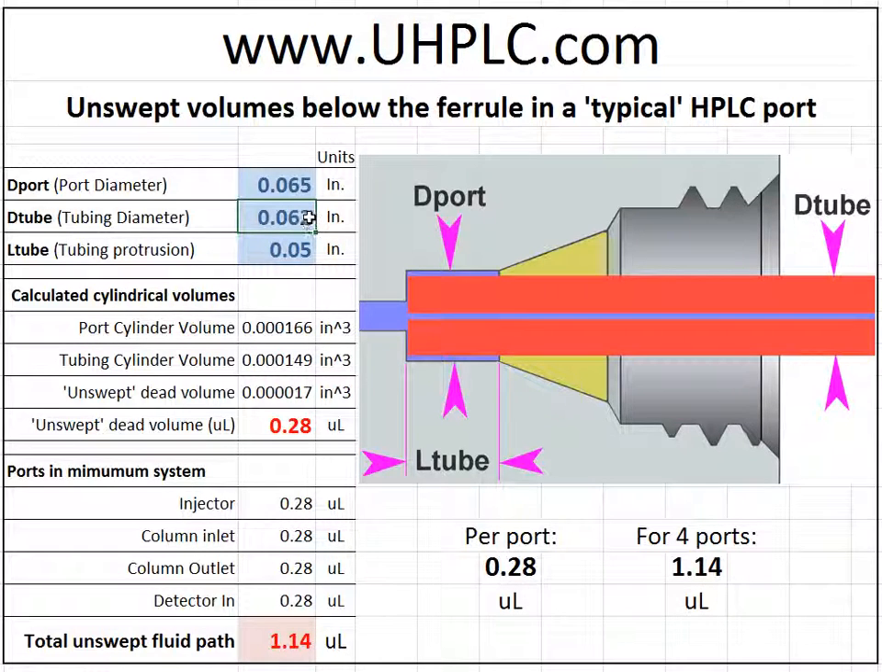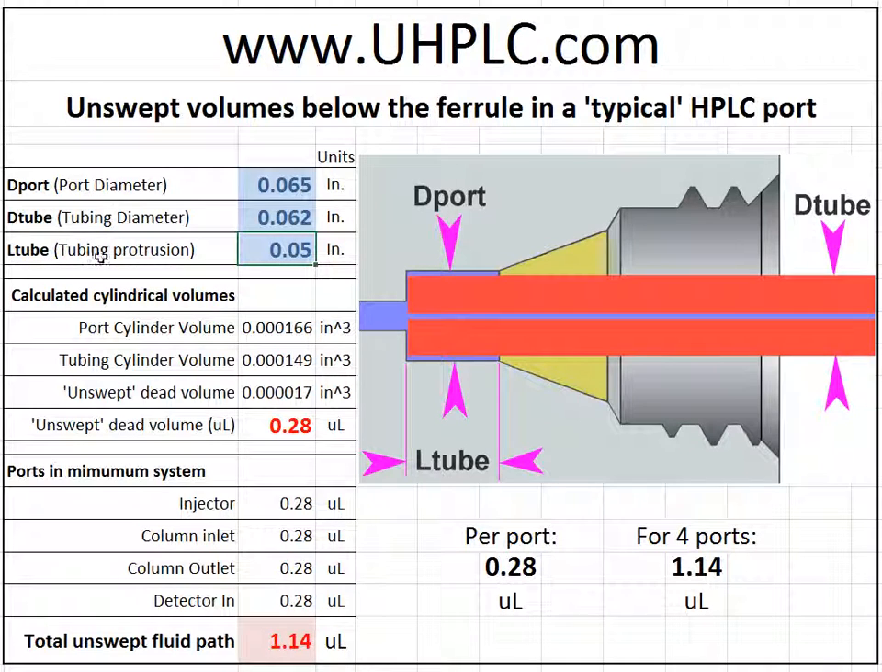In my experience, it's been lower than 0.062 for PEEK tubing and higher than 0.062 for stainless steel tubing. PEEK tubing tends around 0.061 and varies by perhaps half a thousandth. Stainless steel tubing can run from 0.062 to 0.0645.